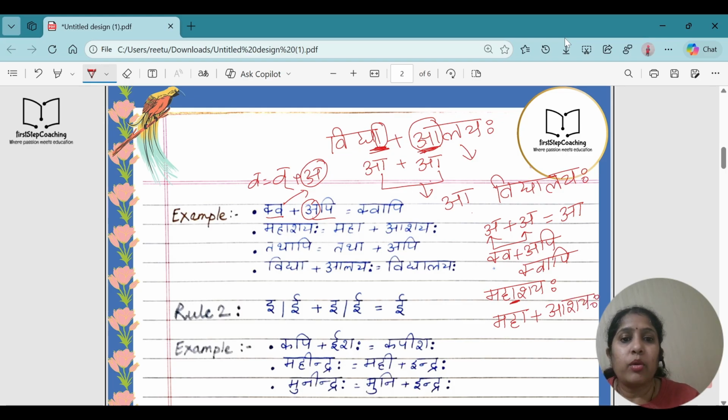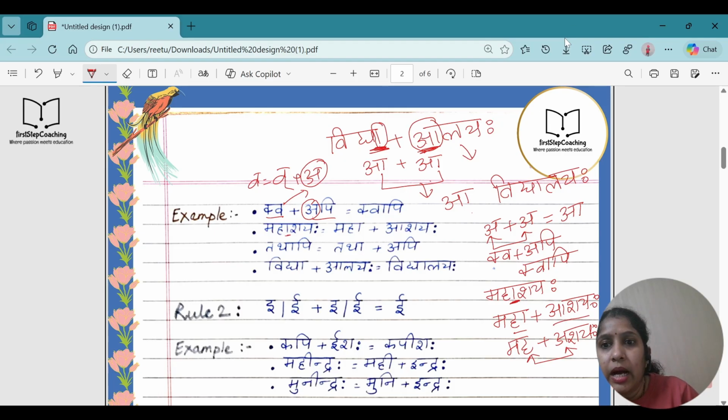Now how are we getting to know that it is maha and ashaya only? Why not maha and shaya? Because a and a together will make aa. So here a little bit of vocabulary is needed. We don't use any word like that; we use the words maha and ashaya. That's why a little bit of vocabulary is needed.